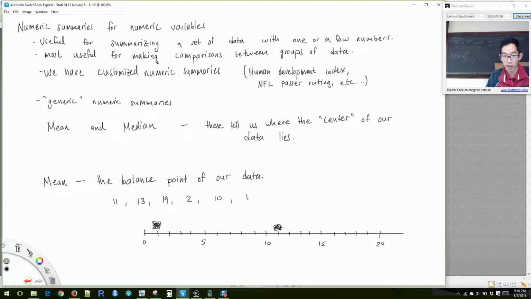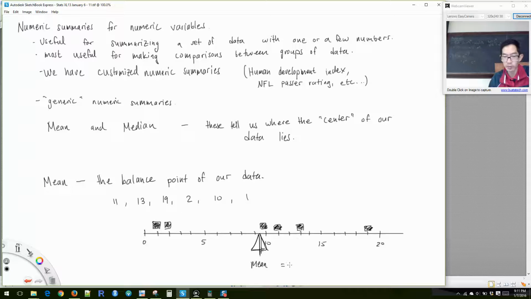11, 13, 19, 2, 10, and 1. Okay? So imagine this being kind of a plank. Where should I put the fulcrum, the little triangle, so that this thing would stay balanced like a seesaw? Well, the place I would position it would be right here, and this is the location of the mean.